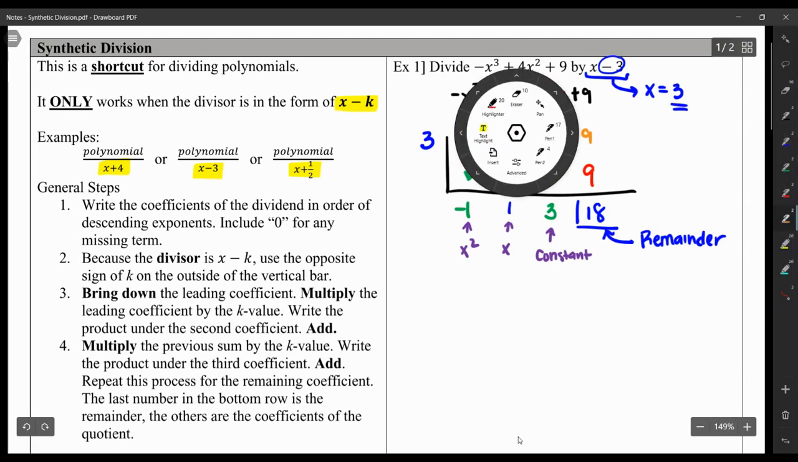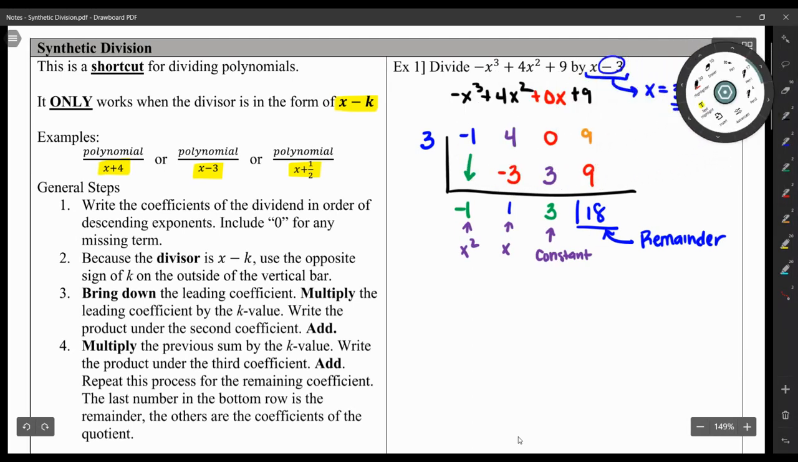If there was another variable or coefficient out here, this would be x to the third and x to the fourth and so on. So start with your constant and then incrementally go up by a single exponent every time. So our final answer is going to be negative 1x squared plus 1x plus 3.